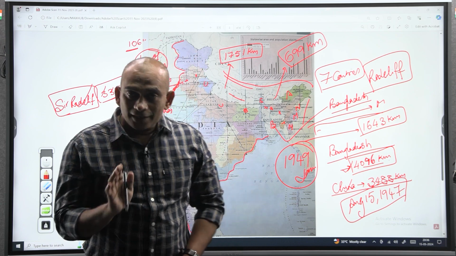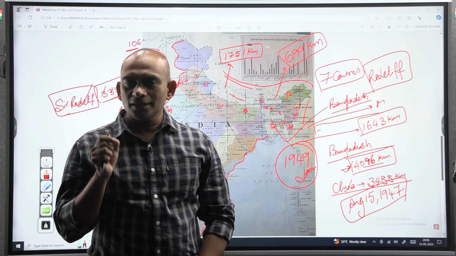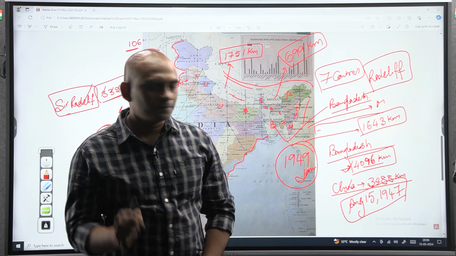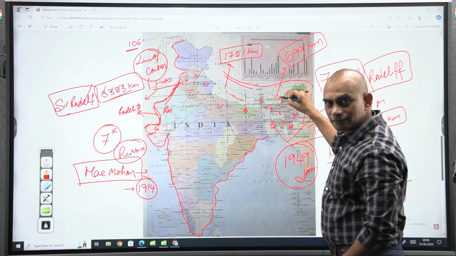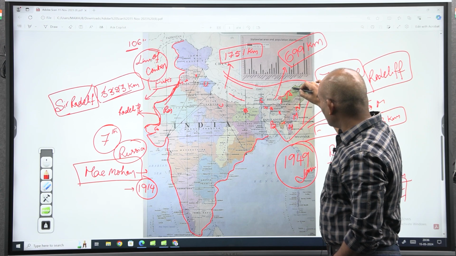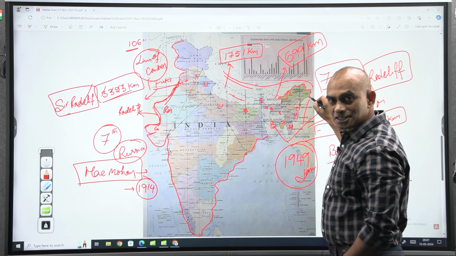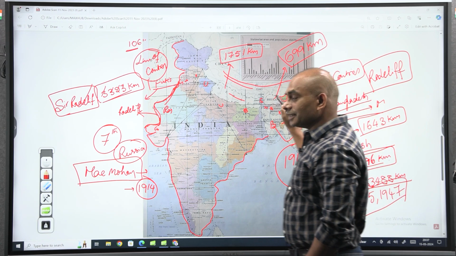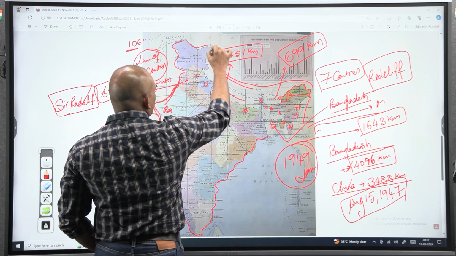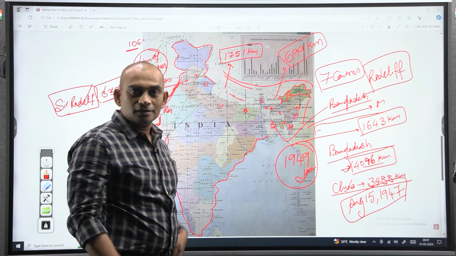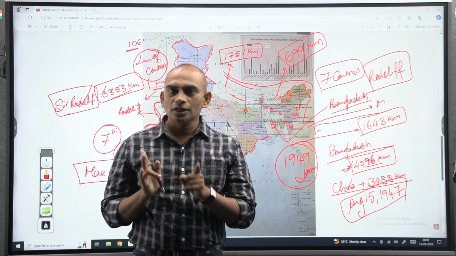But at this point of time, which sector is known as the McMahon Line boundary? That is the eastern boundary of Bhutan and the entire Arunachal stretch, till this tri-junction point. We call it the McMahon Line boundary. Then what about the western sector? The western sector is known as the Line of Actual Control.